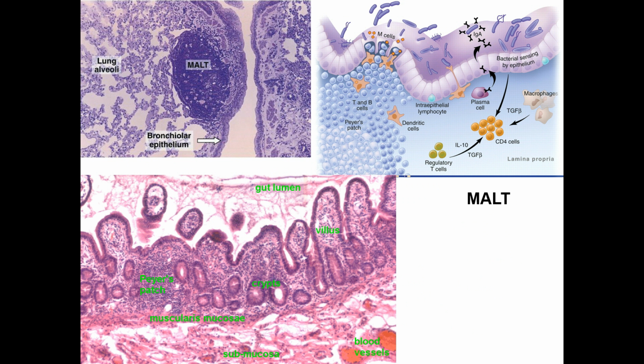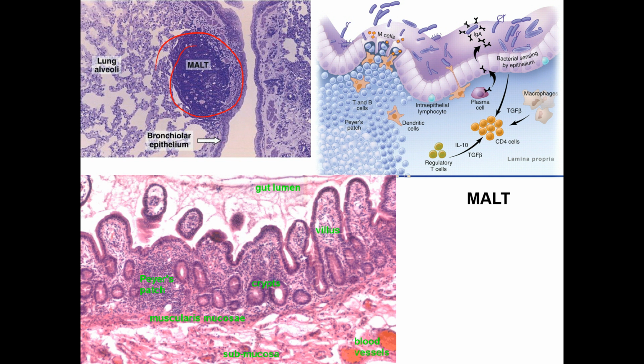Now, you also have a collection of lymphatic tissue in different areas of the body. Within the lungs, you have mucosal associated lymphoid tissue, also referred to as MALT.